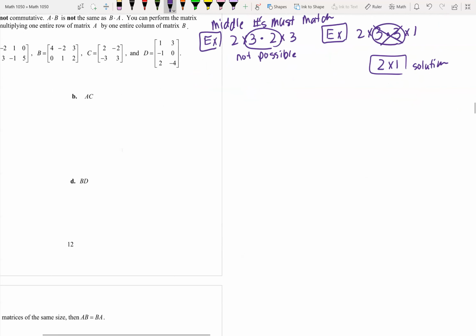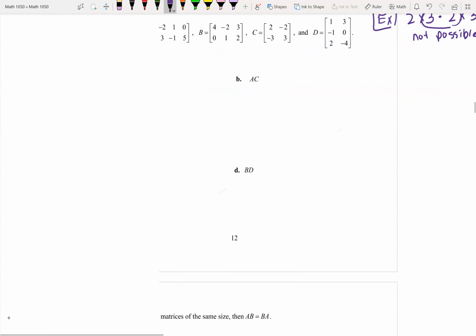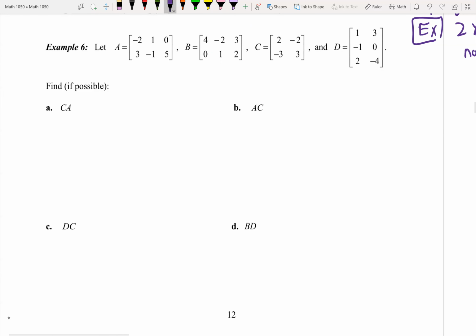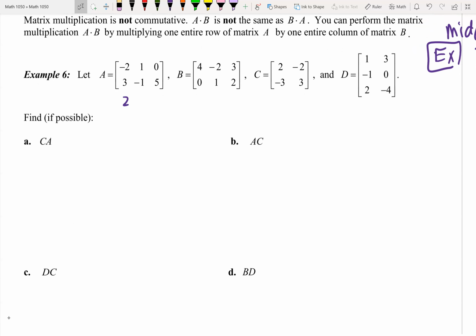All right, we're going to go slowly. Matrix A is a 2 by 3. Matrix B is a 2 by 3. C is a 2 by 2. And D is a 3 by 2. So they want us to take matrix C and multiply it by A. It's going to be a 2 by 2 multiplied by a 2 by 3. Can we do that? Yes, we can.